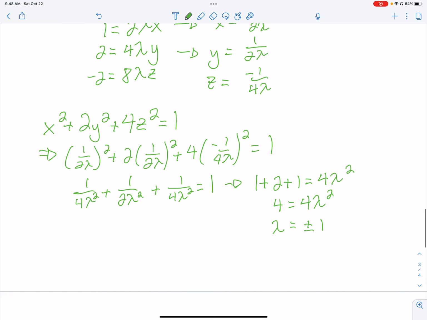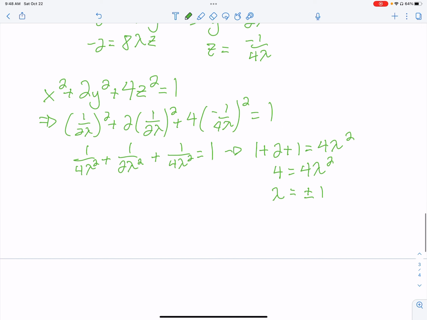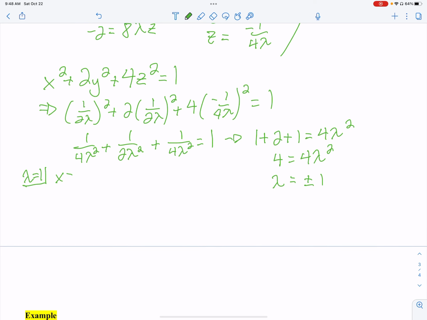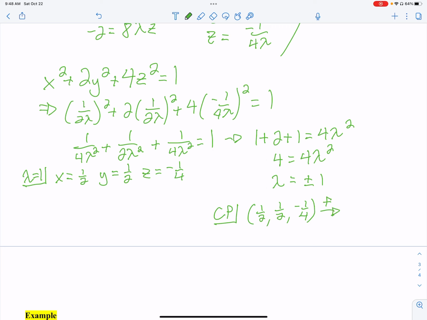So now I just go through each one. Lambda is positive 1. If lambda is positive 1, we just plug it into our x, y, and z right above here. So x is 1/2, y is 1/2, and z is -1/4. So one critical point would be (1/2, 1/2, -1/4). I'm going to do f here, plugging it in. If I plug in those points, I get a 2.